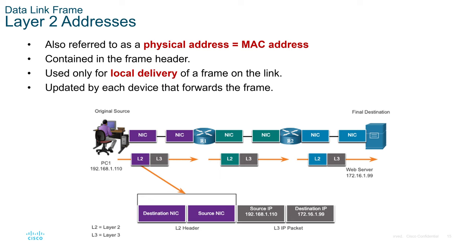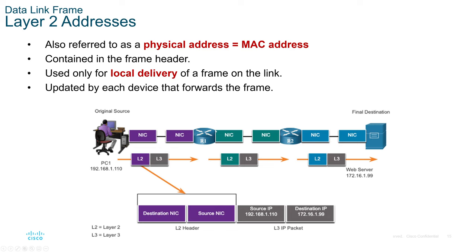So remember, I have been hammering this into your heads for the last couple of lectures. The frame-related MAC address changes every single time it goes through a hop. It is used for local delivery of the frame on the link, and it gets updated every single time it goes through one of these routers. So the source and destination MAC addresses from the source to the port on the left-hand side of this router remain the same, because the source is going to be this MAC address and the destination is going to be the MAC address of this port of this router.